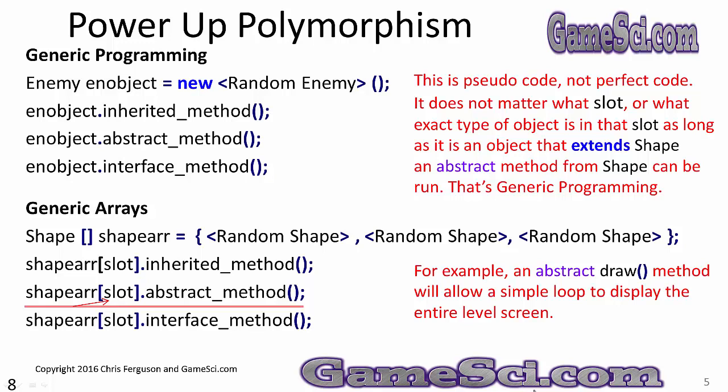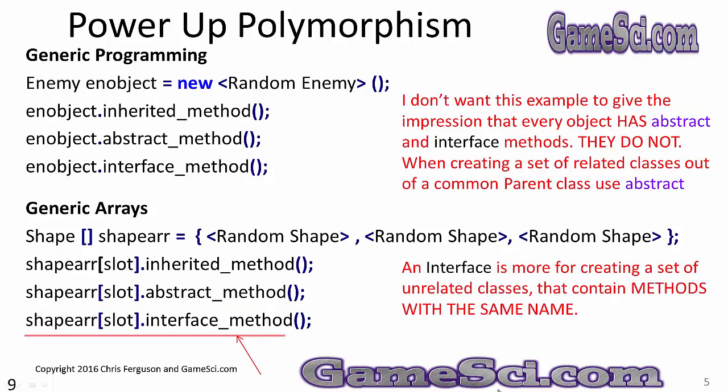It doesn't matter what slot or what exact type of object is in the slot, as long as that object extends shape, an abstract method from class shape can be run. That's generic programming. I'm going to go to the object in whatever slot I'm dealing with and run an abstract method. And I know it'll be there because it's guaranteed. For example, if I had an abstract draw method, that will allow a simple loop to display the entire screen. Let's use the object in shape array to run an interface method.